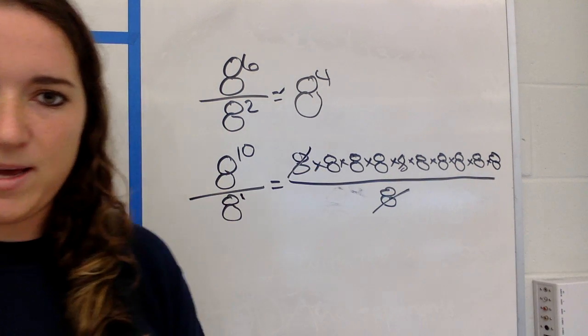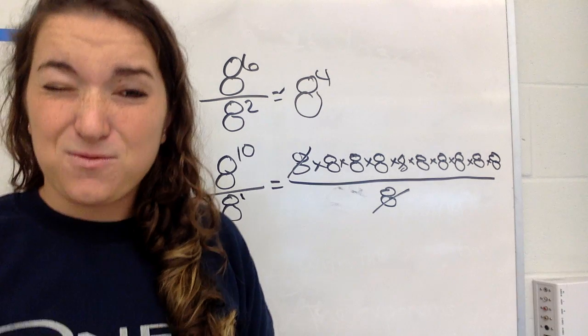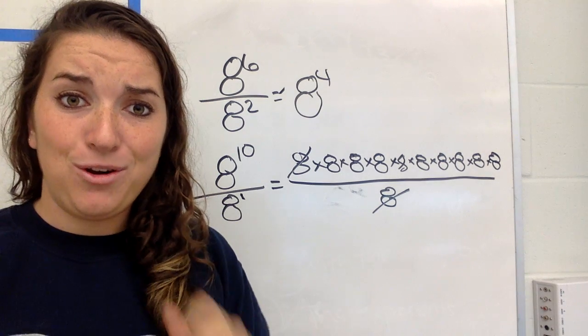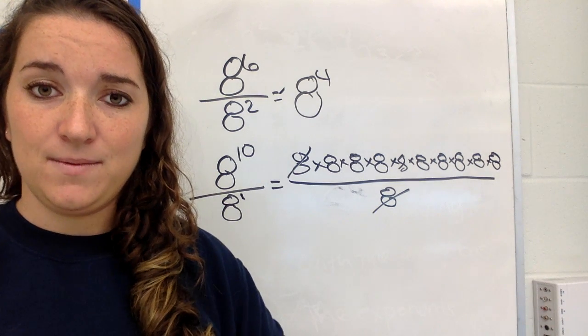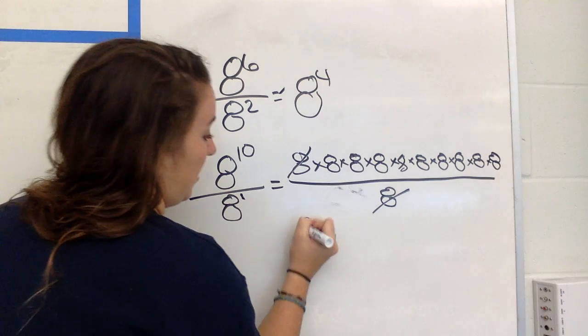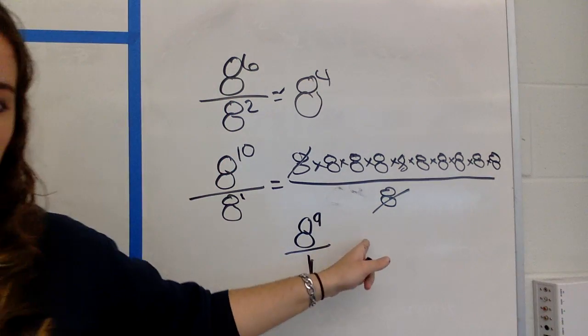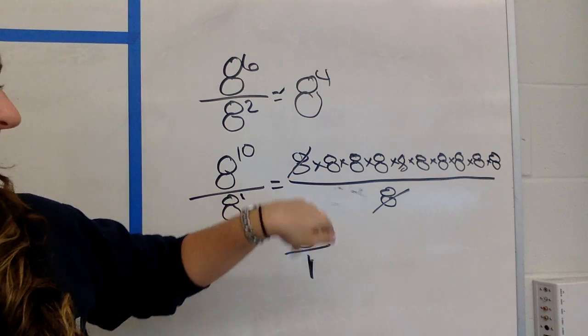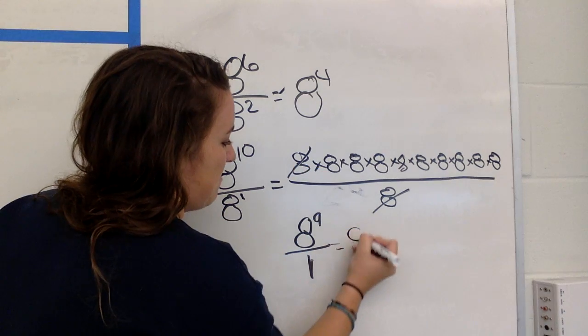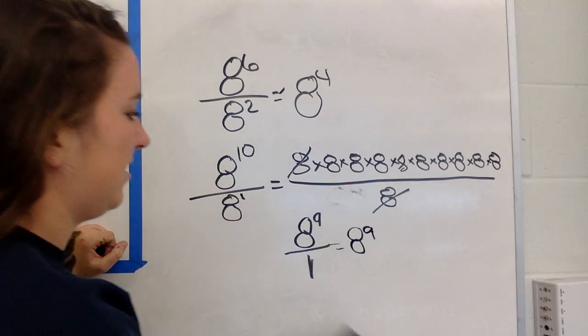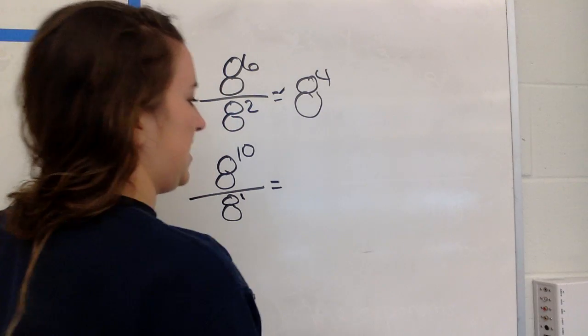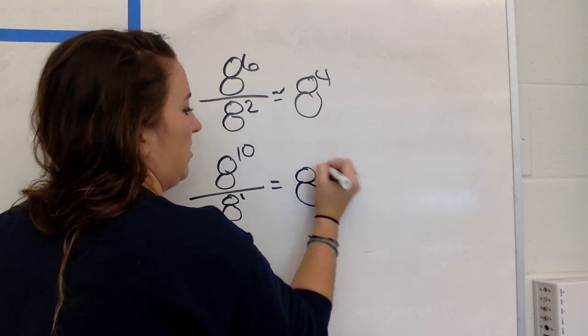So how many eighths am I left with? Yeah, I'm left with 9 eighths. Are they in my numerator or in my denominator? They're in my numerator, so I can write it as 8 to the 9th power, and then we'll leave our denominator as 1, because when we cross these out, it equals 1, which is the same as 8 to the 9th power.